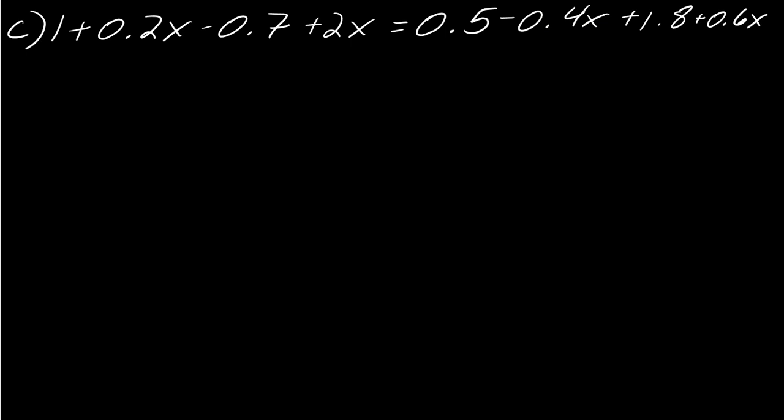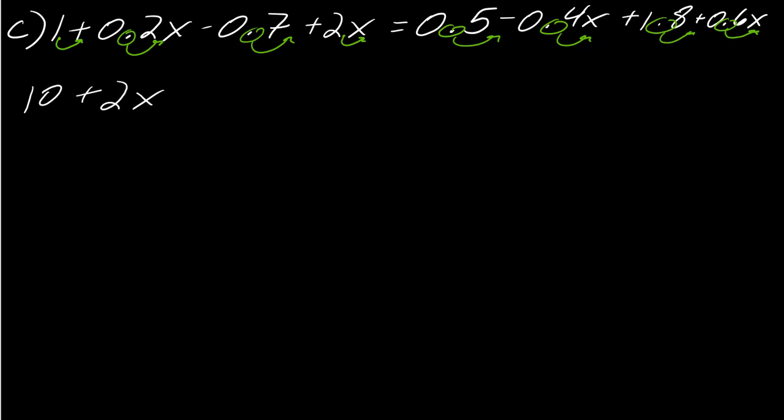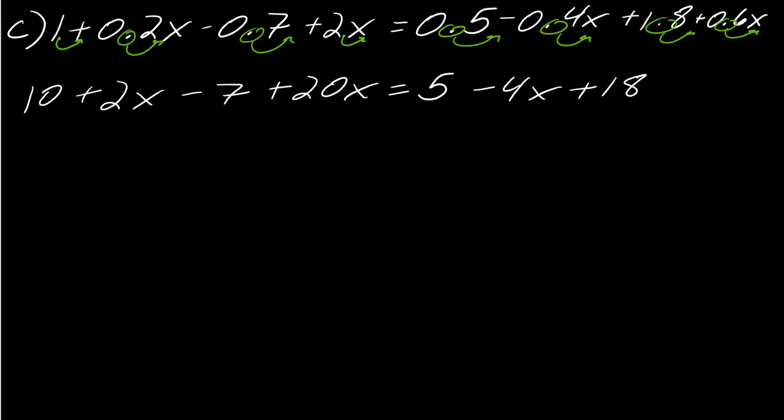So just practicing moving decimals. Once again, I have to move everything over 1 spot. This 1 has an invisible decimal here. So I'm going to move it over 1, moving all of these over 1. This 2 is going to have a decimal spot moved. I also like writing this out so I don't forget some of those placeholders. So this becomes 10 plus 2x minus 7 plus 20x equals 5 minus 4x plus 18 plus 6x.